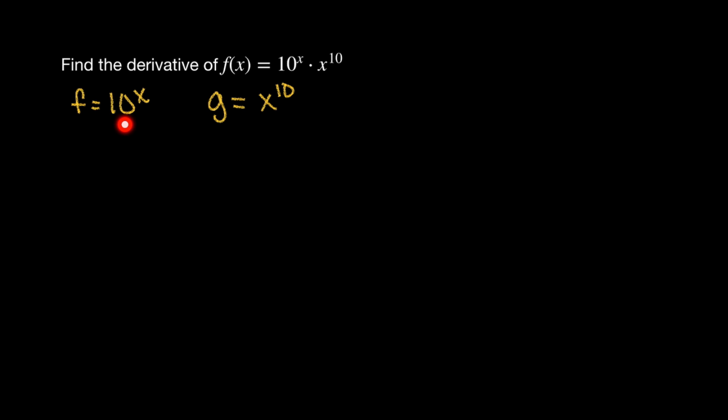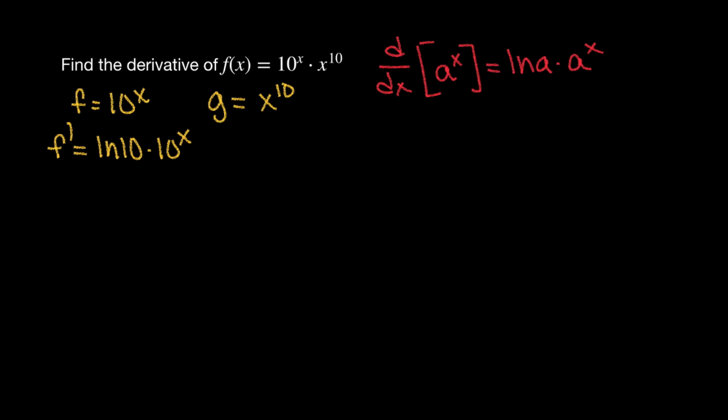In 10 to the x, the base is a constant, and the variable is in the exponent. This is an exponential function, so we're going to use that rule that we just learned. The derivative of a to the x is ln a times a to the x. In this case, my a is 10. So I'm going to get natural log of 10 times 10 to the x. Then for g, now the base is the variable and the exponent is a constant. That's when we use our power rule. So derivative of x to the 10 is 10x to the 9.